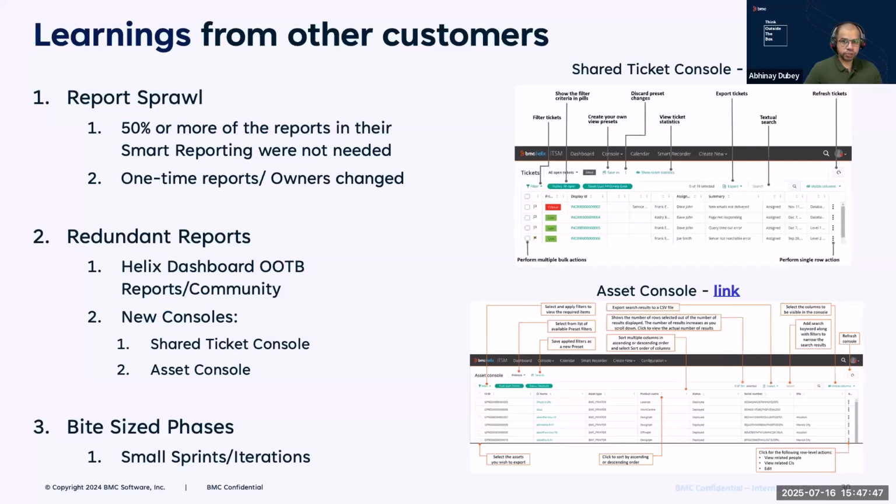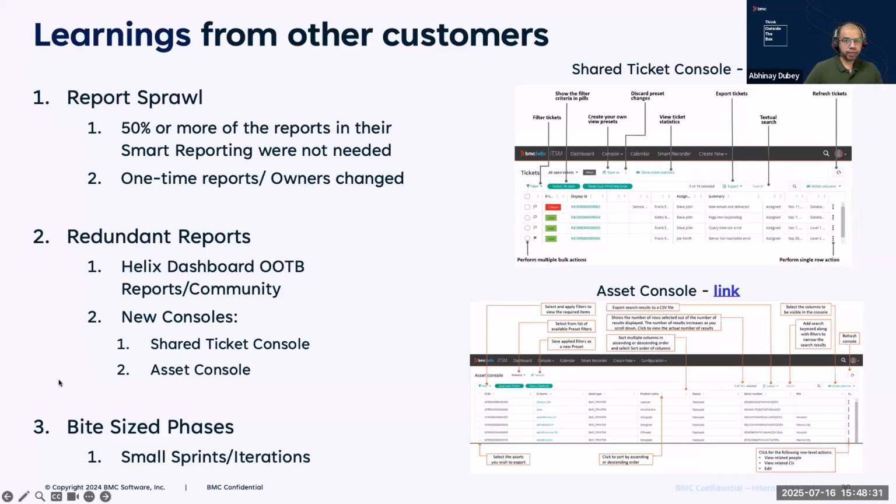The other option for reuse is the new consoles within the product. So you have a share ticket console and an asset console, the screenshots of which are to the right side of the slide. Now, in case you have tabular reports, which are just listing the data in simple tabular format, this kind of data, ticket data, asset data, then do consider these consoles. Maybe they'll work just fine. They allow you to export the results in CSV, and they allow you to save presets. So do take a look at these as well.